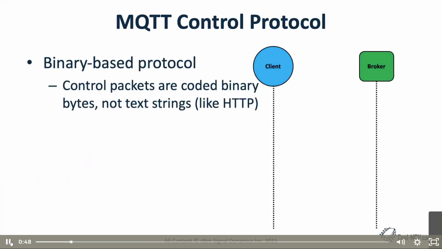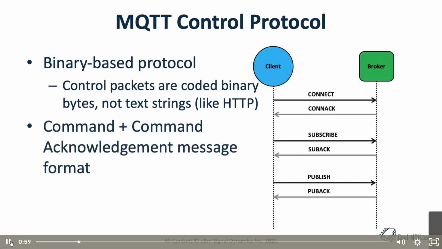Unlike HTTP, MQTT is a binary-based protocol where the control packets are coded as binary bytes and not text strings. The MQTT protocol uses a command with command acknowledgement packet format. That means each command message has an associated acknowledgement message. Here we see 3 example MQTT control messages being sent from client to broker, with the associated acknowledged messages being returned from the broker back to the client.